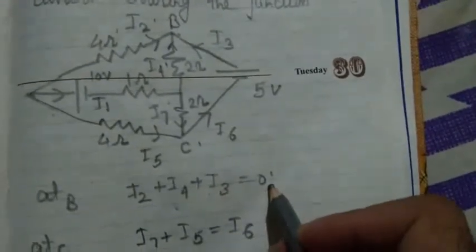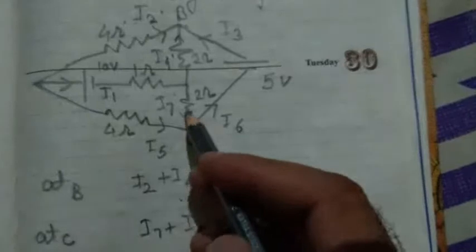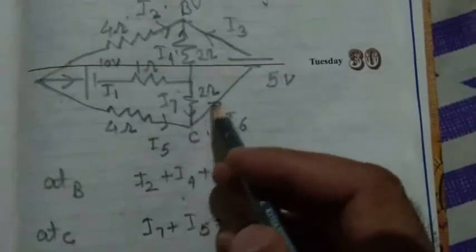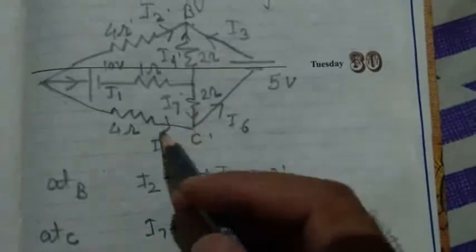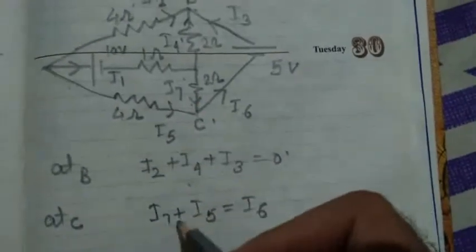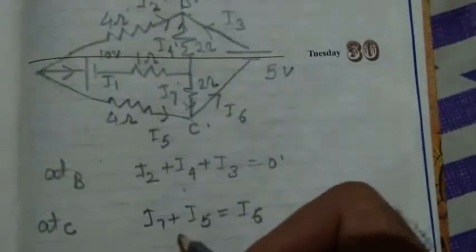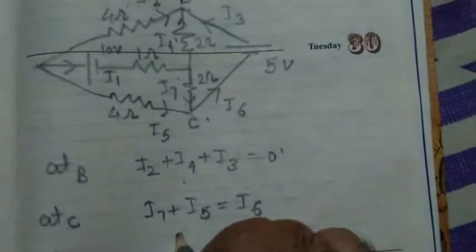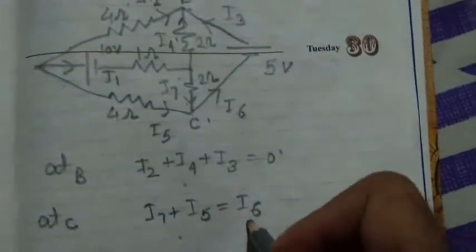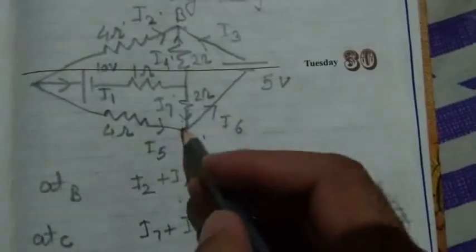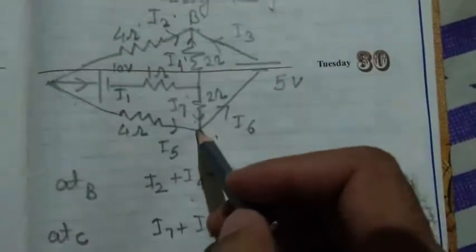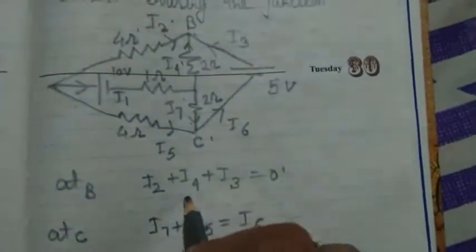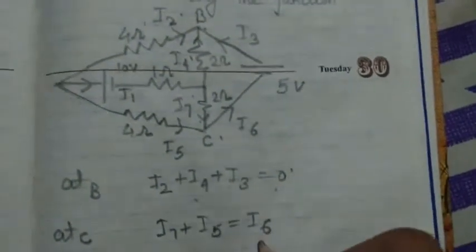So these are the currents which are coming and these are the currents which are leaving. Now let us take the example of point C. At this point 2 currents are coming and 1 current is going away. The currents which are coming are I5 and I7. The current which is leaving from the junction is only one current. So currents which are coming is equal to currents which are leaving. This is how we apply Kirchhoff's law at any junction.